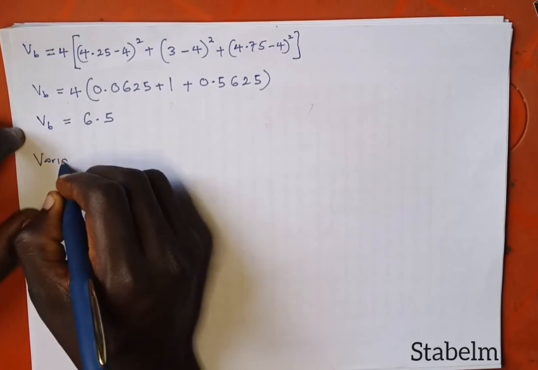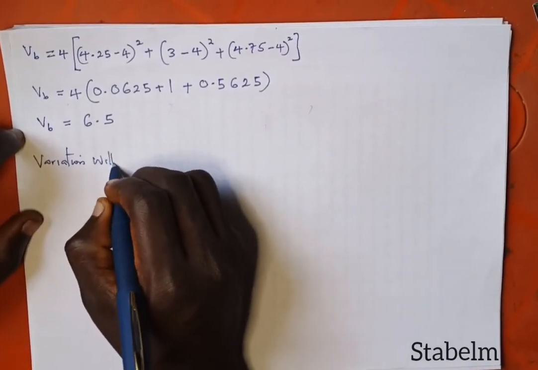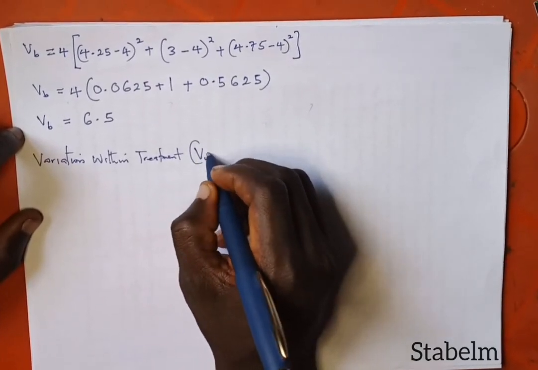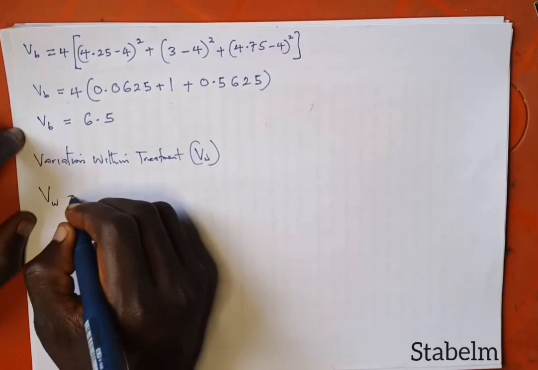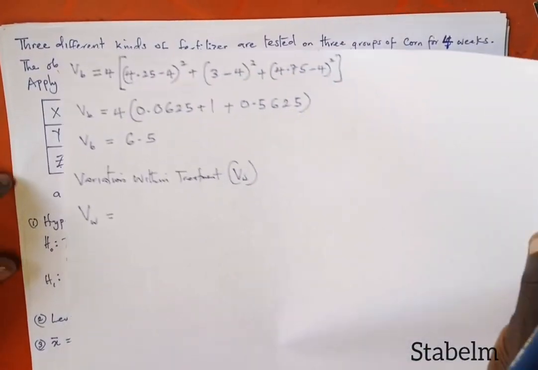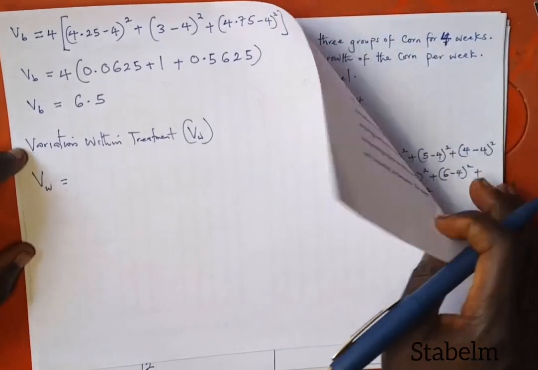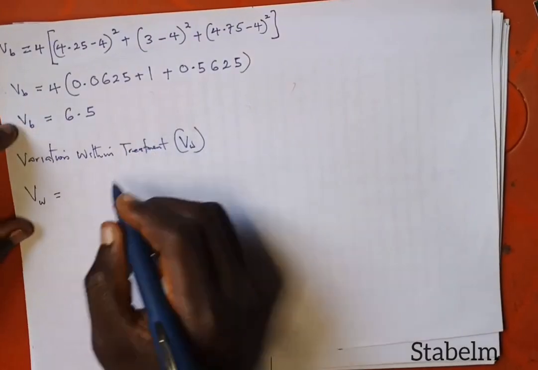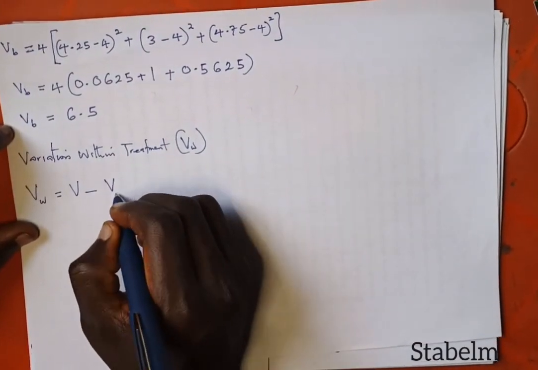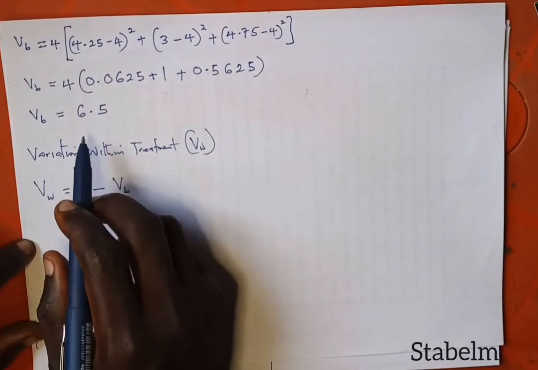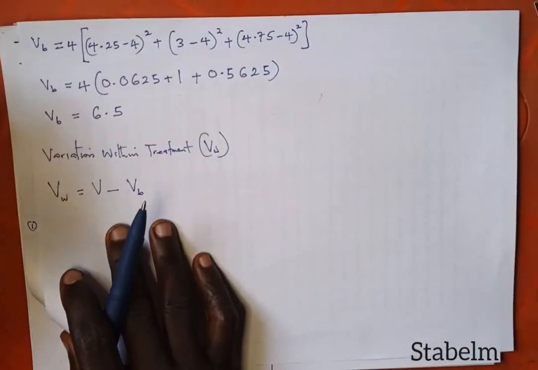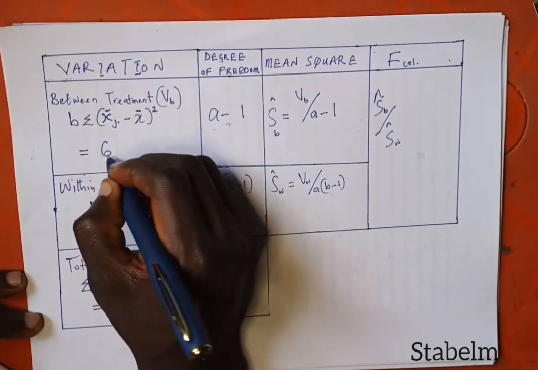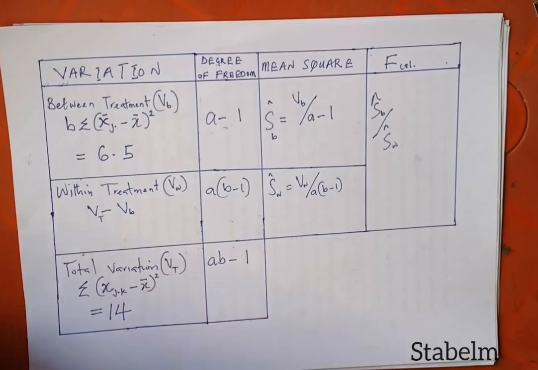Now variation within treatment. So this is V subscript W. We can get variation within treatment using this formula, that is, subtract variation between from the total variation. So that is V minus V subscript B. Now before we move on, we have 6.5 for VB here. Let's slot it in. VB equals 6.5. Let's be forming the table one after the other.